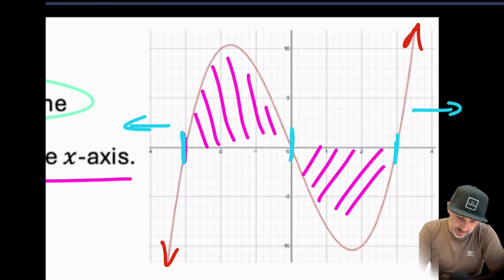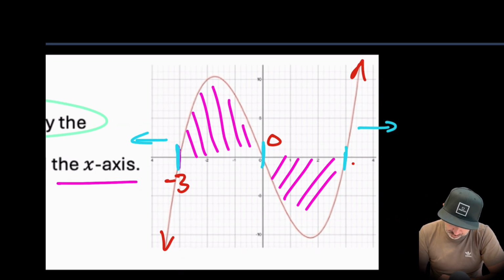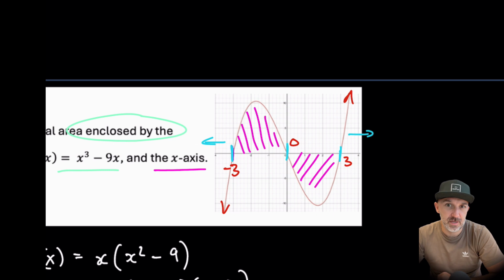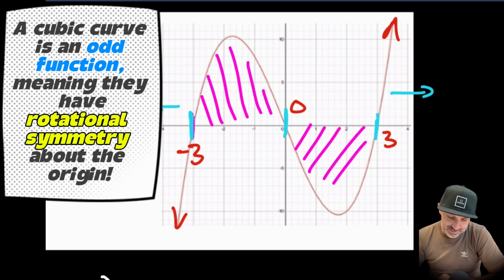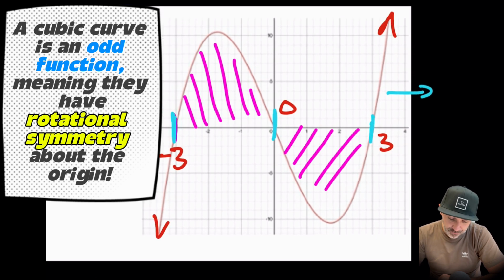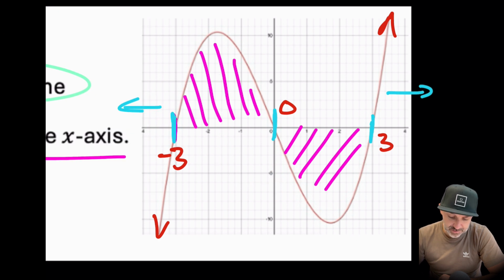So we're just going to go ahead and put those on now. So this is going to be the -3, this is going to be the 0, and this is going to be the 3. Now those will determine what types of limits I have on my definite integral. Now the good news here is because of its symmetrical nature, it's almost like a reflection in the x-axis and then in the y-axis. These areas are going to be exactly the same.